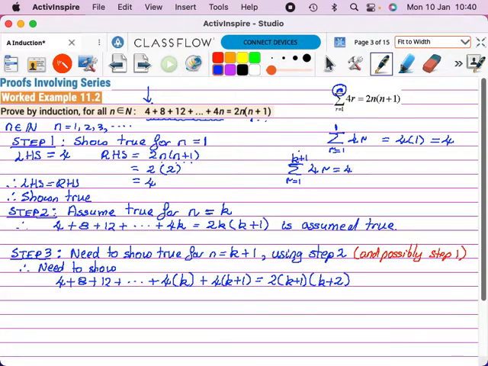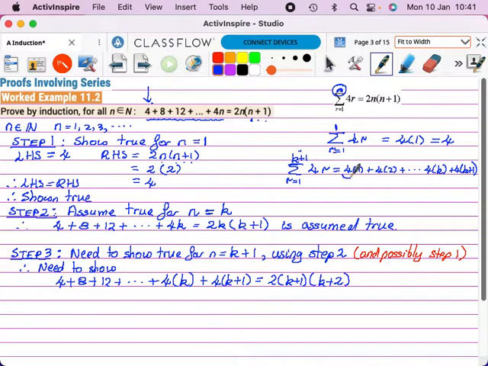So it's 4 on 1. And then I put a 2 in. So it's 4 on 2. And then I put a 3 in, and so on, and so on, and so on. And then I put a k in. And then finally, because I have to go all the way up to n equals k plus 1, I put the k plus 1 in.